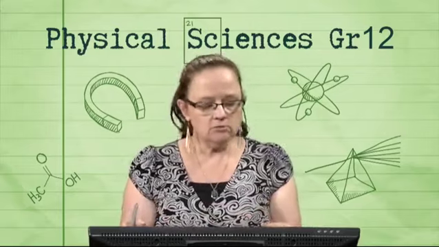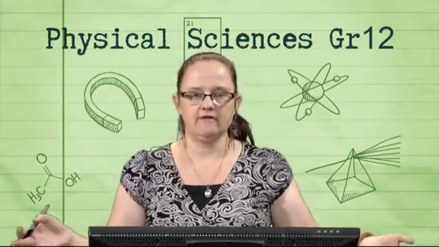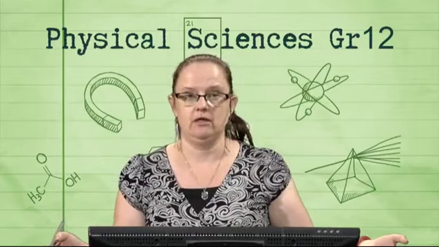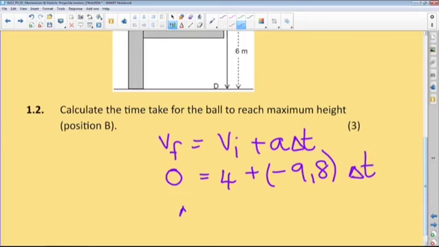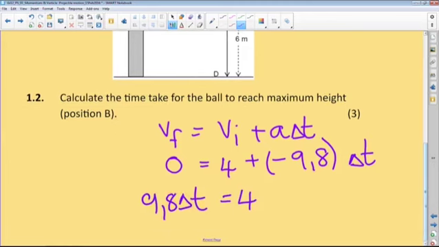So somehow, and I know we work on a very special planet with science, we've managed to have time go backwards while it was thrown up in the air. Never, ever going to happen, okay? So it's going to be 9,8 delta t equals 4. All right, so I'm going to have to divide 4 by 9,8, so it's going to give me a tiny time, which is 0,41 seconds.